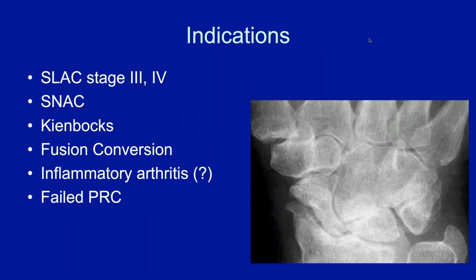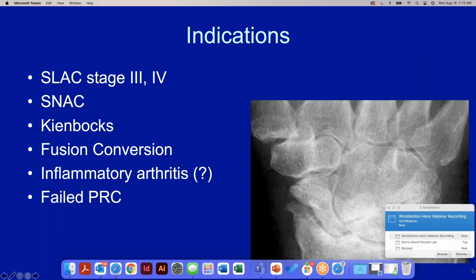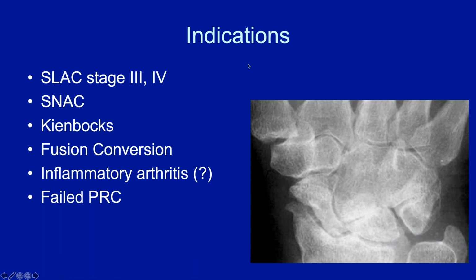Indications: SLAC stage 3 and 4, SNAC wrist, Keinböck's, fusion conversions. We've done several. Inflammatory arthritis? We're not sure whether this is an effective treatment for rheumatoid or psoriatic arthritis. But we think now that we have the ability to resurface the radius that it can be, and also for failed proximal row carpectomies. Next slide.